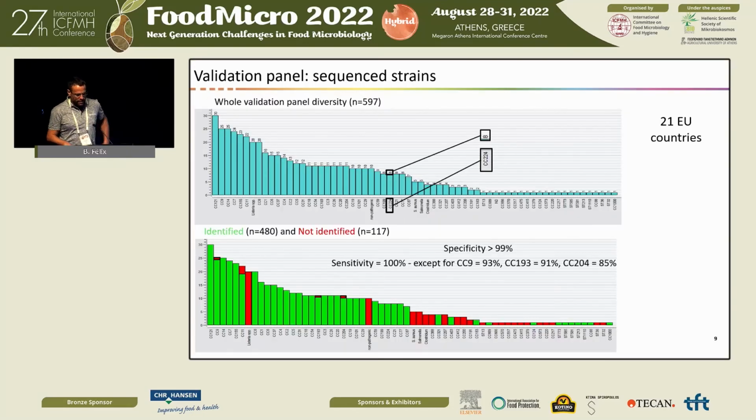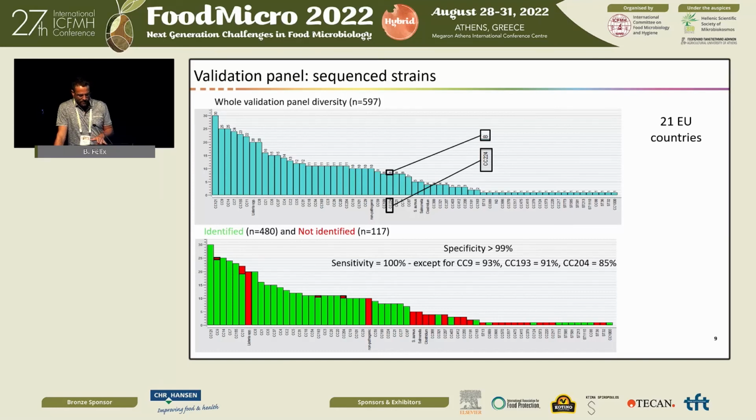Regarding the validation, we gathered a large data set from 21 EU countries. It was nearly 600 strains in the data set. This graph presents the different clonal complexes and sequence types used for the validation. In green, you can see the strains identified by the method. In red, the strains not identified by the method. And if we summarize this data, we obtain a specificity that is really good, of more than 99% for all the couples of primers and probes.